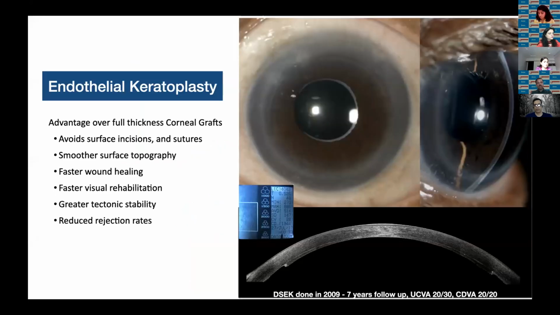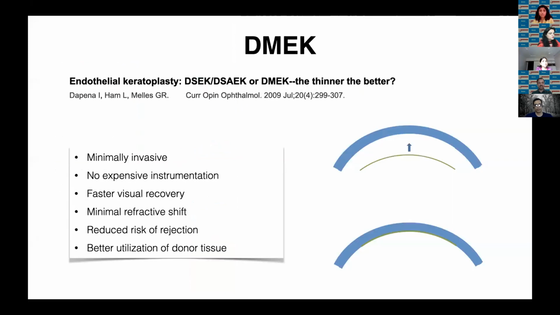The advantages of endothelial keratoplasty compared to penetrating keratoplasty is that it results in faster visual outcome because the surface topography is maintained. It's done through a smaller wound, greater tectonic stability, and because you transplant a lesser amount of donor tissue, you have reduced rejection rates. This paper published by Melles back in 2009 highlighted some of the advantages of DMEK being minimally invasive. You don't require any expensive instrumentation. You have a faster visual recovery with minimal refractive shift and reduced risk of rejection and better utilization of donor tissue. And if we look at it a decade later, most of these points still hold good.